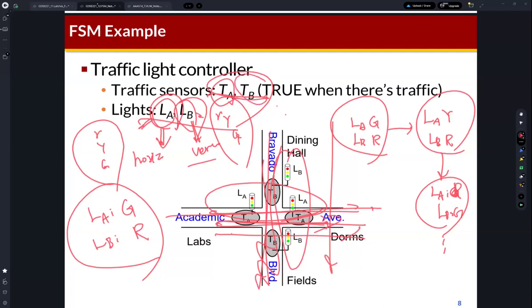So we can define input signals. The input signals for this system are traffic sensor signals. If the traffic is detected, then TA is 1. If the traffic is not detected, then TA is 0 for the horizontal traffic, right? Then based on these inputs, we need to make the output signals. So output signals are the values of the traffic light. Okay, let's start.